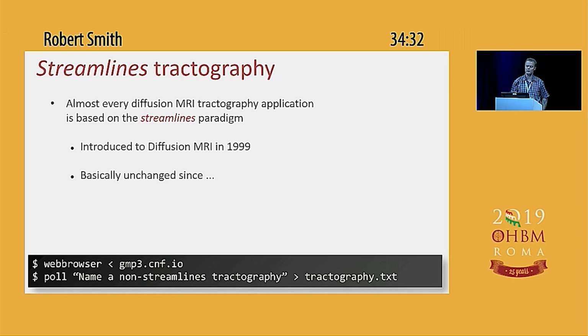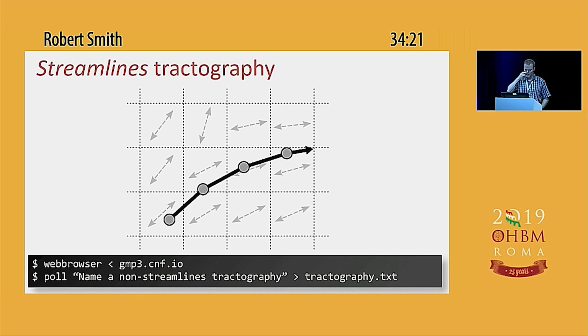So this was famously introduced into the diffusion field in 1999. The interesting thing is that in those 20 years, streamlines tractography really hasn't changed that much. The basic concept is still the same in that you have this voxel field of estimated fibre orientations, and you're simply going to take incremental steps along that trajectory.